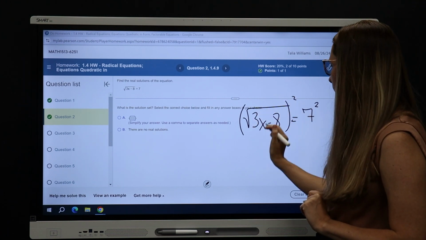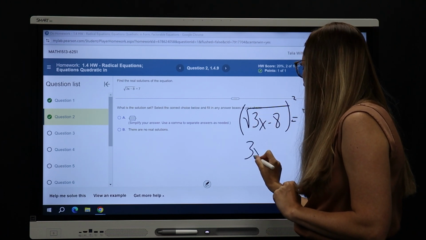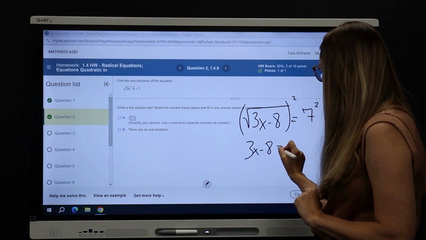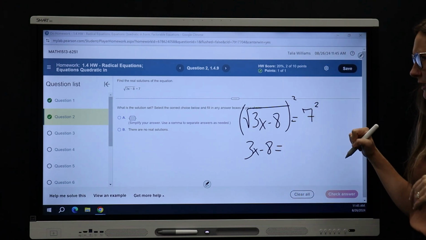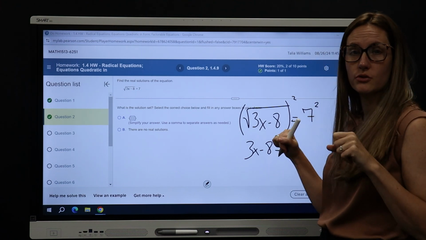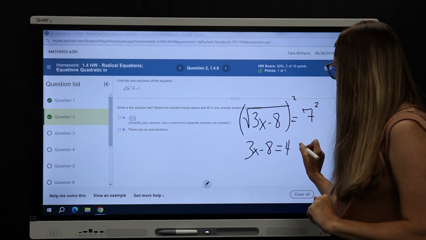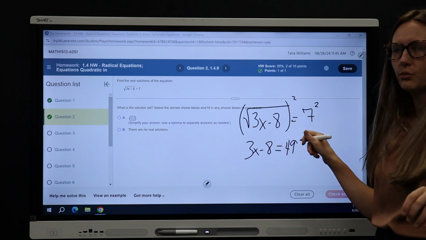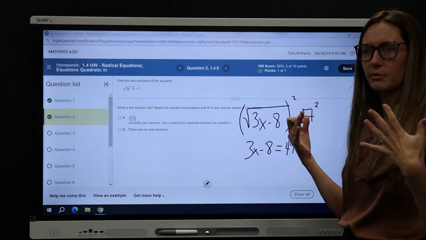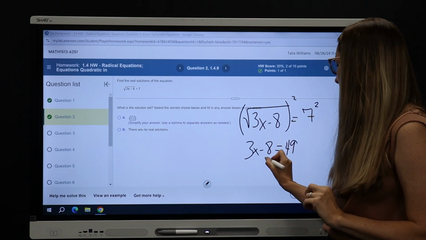When I square this square root, it just makes it 3x subtract 8, because inverse operations. 7 squared, be sure you're squaring and not multiplying by 2. So 7 times 7 is 49, and then we'll just use our inverse operations to solve for x.